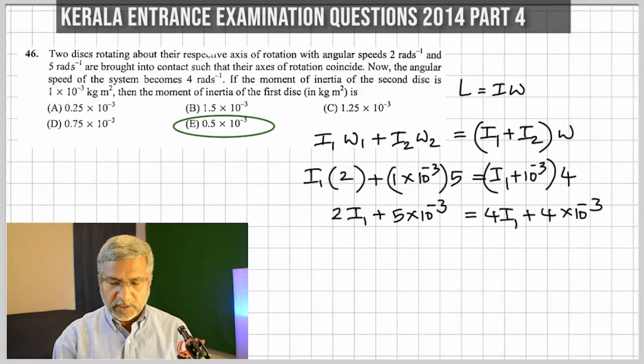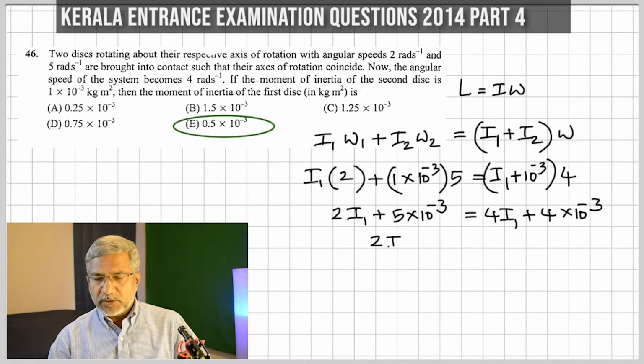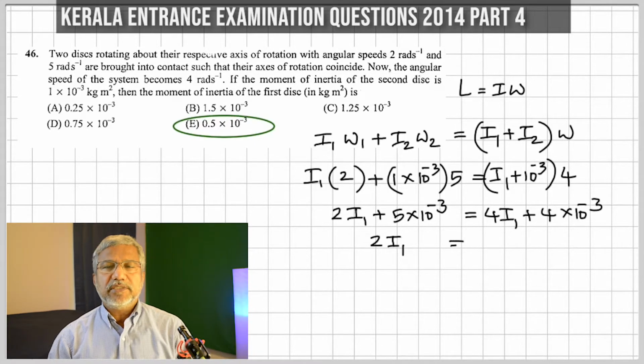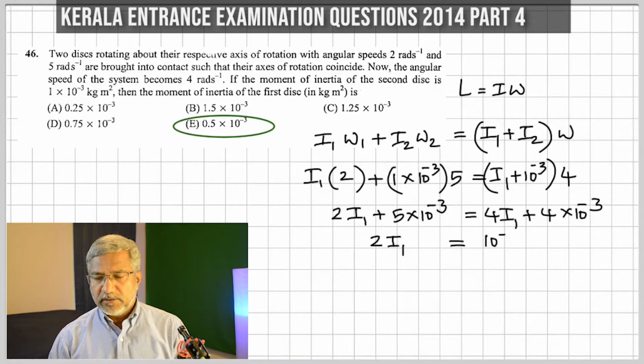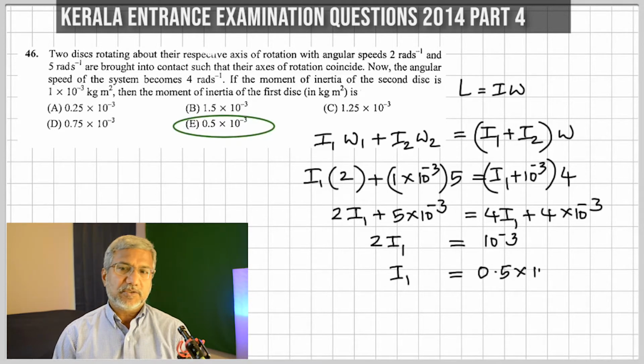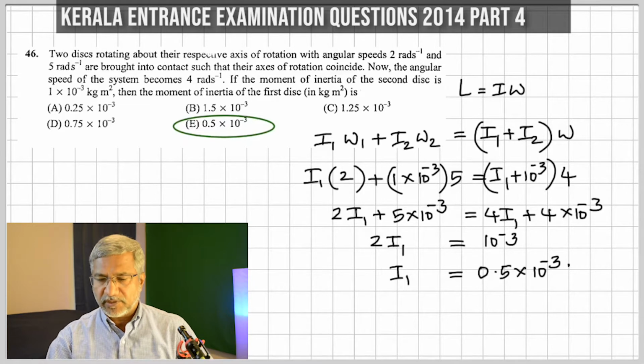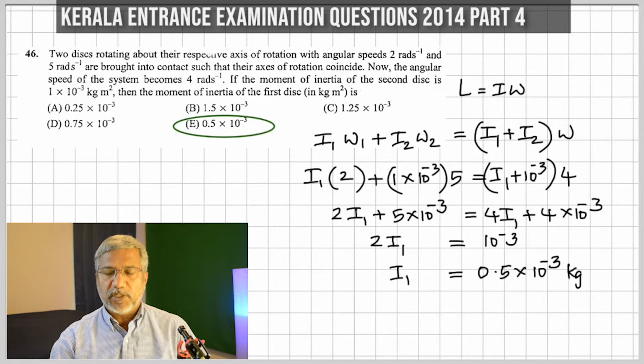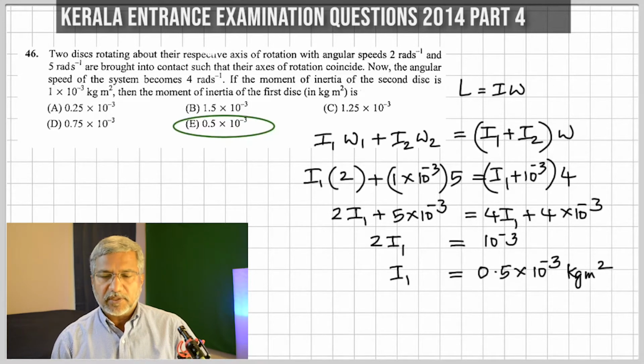Let me speed that up. Collect the I1 terms together. So you have 2I1, because 4I1 minus 2I1 would be 2I1. And then 5 minus 4 is 1, so that's 10 to the negative 3. Then you divide, and you would get 0.5 times 10 to the negative 3 kilogram meter squared as the answer.